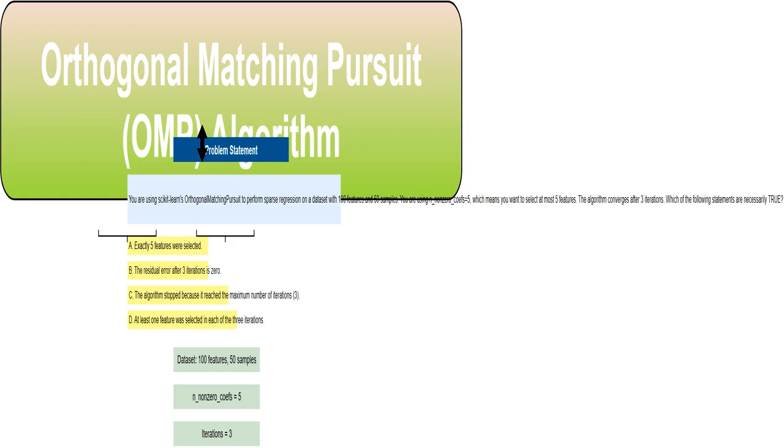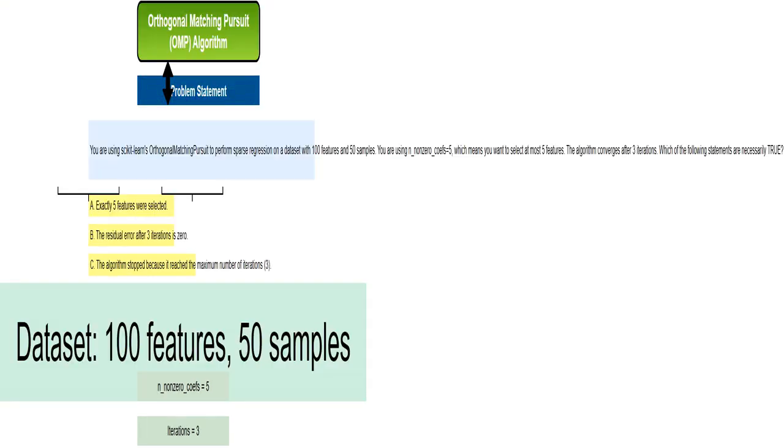I'm using OMP, a fancy algorithm that finds the most important features in a dataset to predict something. Think of it like a detective trying to find the most important clues in a case, to solve the mystery. I have a dataset with 100 different characteristics, features, for each of the 50 things I'm studying, samples. Think of it as 50 people, and 100 different facts I know about each person. I want to use those facts to predict something about them.